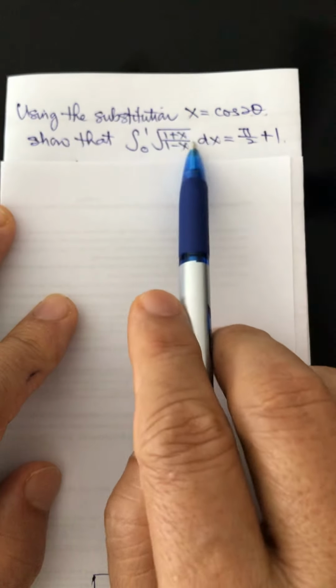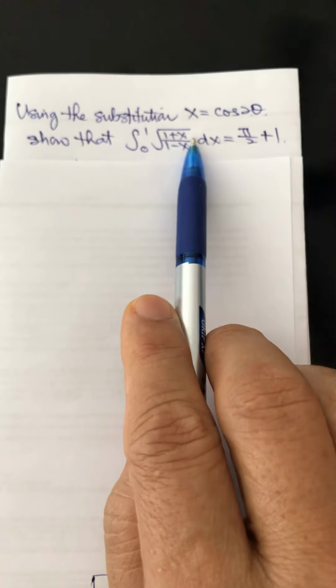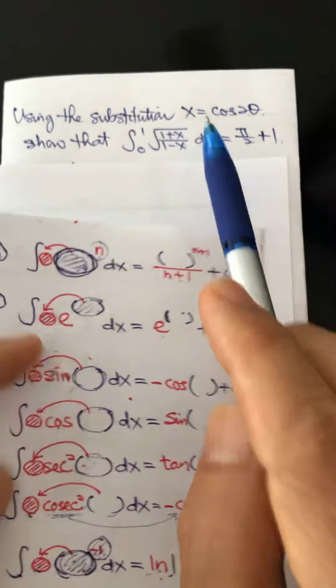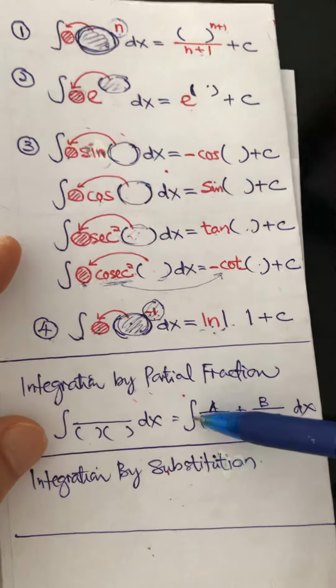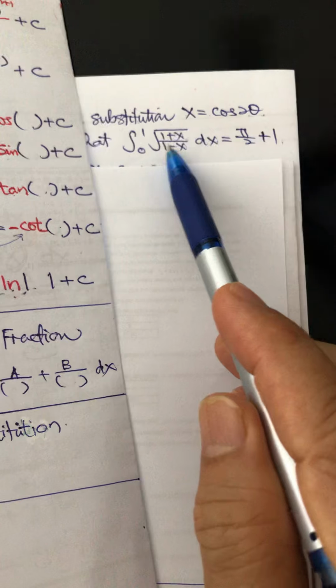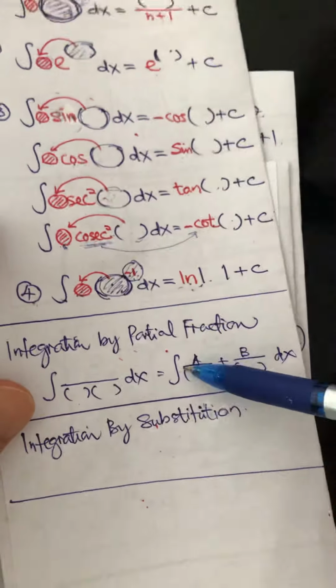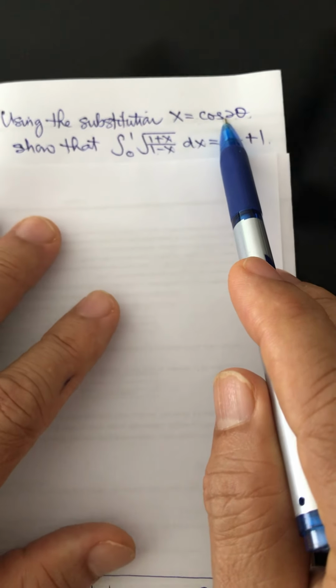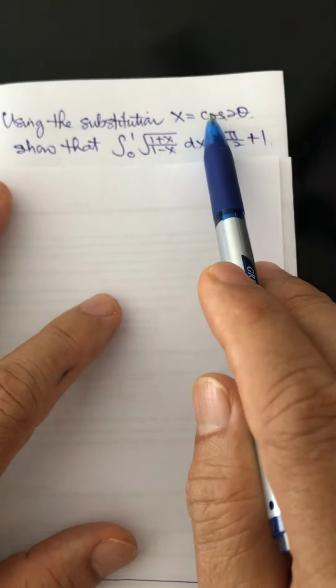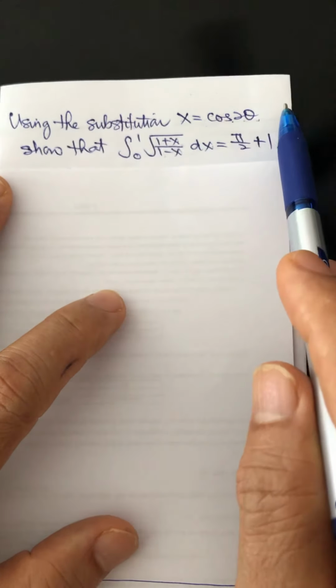Of course, this one, we cannot use the first method. You cannot use the first method like this. You can check, cannot. And then partial fraction also cannot. This is a fraction, but how are you going to factorize? Cannot. So the only way is substitution. And then how to know whether to substitute this one? Actually, you don't need to know. Okay, this is given. You just follow.